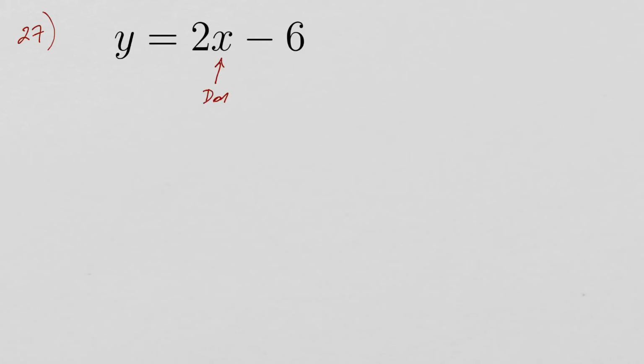Number 27, this is our domain value. There's no restriction in what we could possibly put in for the domain. So the domain is negative infinity to infinity. And there is never going to be a single x value that you plug in that you would solve and get two different y values. Every single x value you put in will give you a single y value out. So this is a function.